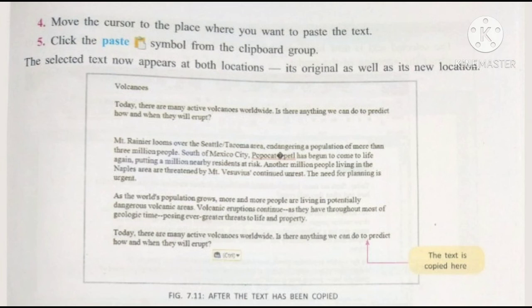Fourth, move the cursor to the place where you want to paste the text. Fifth, click the Paste symbol from the Clipboard group. The selected text now appears at both locations: its original location as well as its new location.